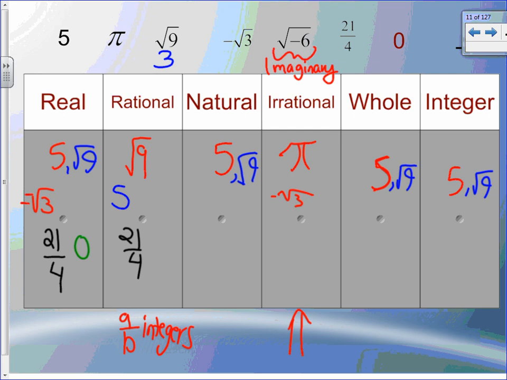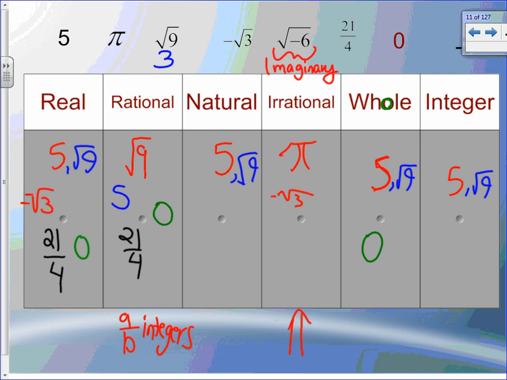Is 0 rational? Yes. Thank you. Is 0 natural? No. The lowest natural number is 1. Is 0 irrational? No, because if it's rational, it's not irrational. Is 0 whole? Yep. The whole numbers contain the 0. Is 0 an integer? Yes.